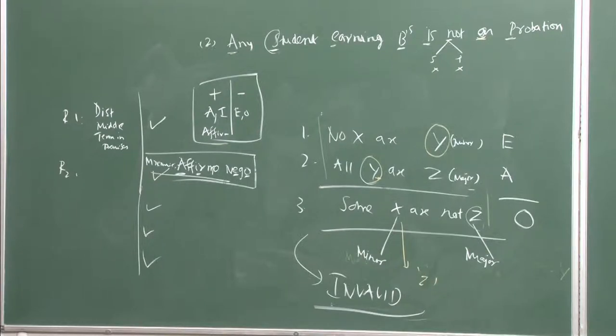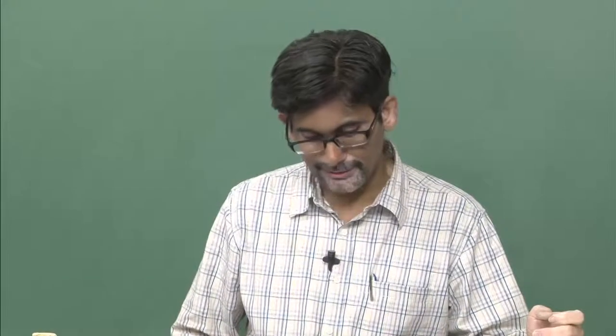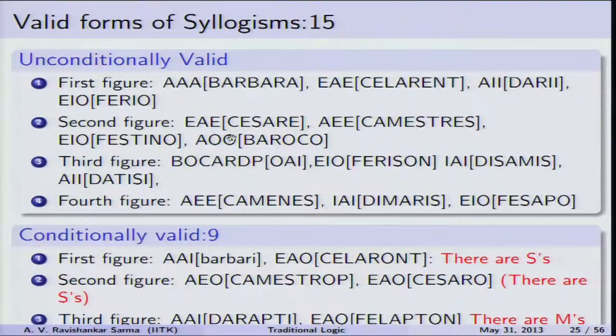Out of these 256 syllogisms, Aristotle could come up with 15 syllogisms which are considered to be unconditionally valid and 9 which are considered to be conditionally valid. So we will talk about one instance of a conditional syllogism, that is AAI.